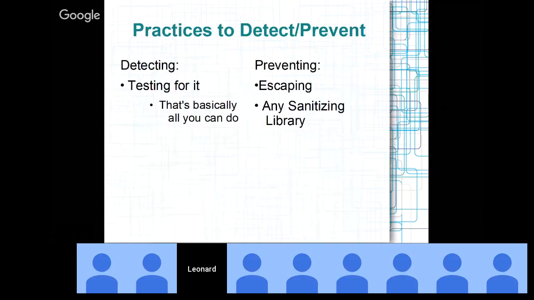So practices to detect and prevent. For detecting it, there's literally not much you can do except for testing it. So you'd have to go through and find anywhere in your code that the user has to submit info, and try to run a script by submitting it like they would. And if it runs, then you're vulnerable and you need to fix that.